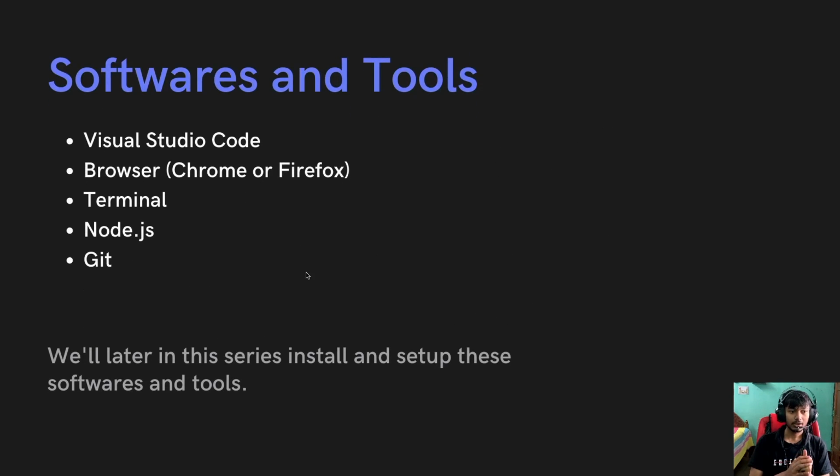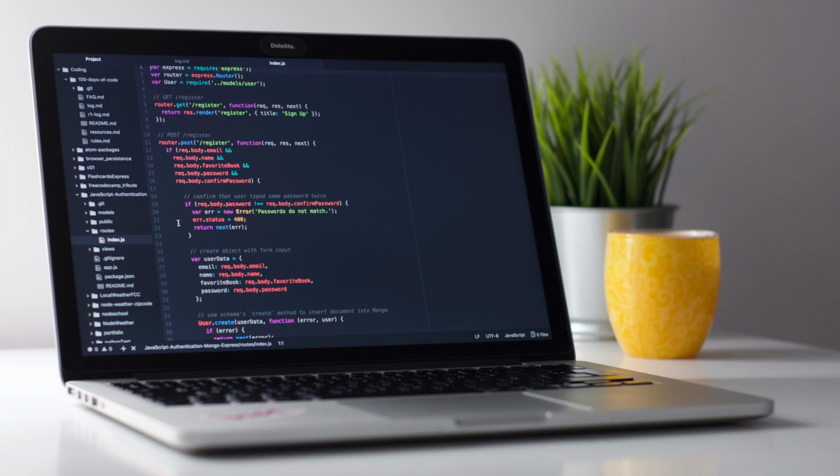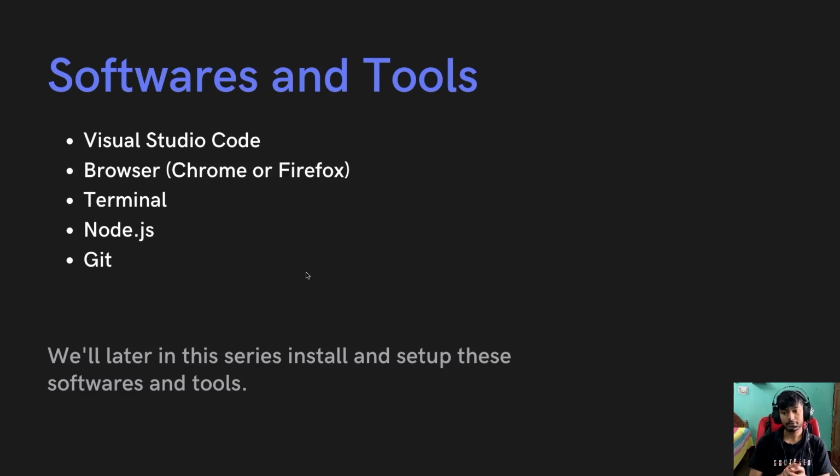Okay, so next up we are going to know which software and tools you should use. The first one is Visual Studio Code, which is the most loved by developers, whether they are web developers or anything. Visual Studio Code is very lightweight. You can install it on your PC. For more information, check the description below to download Visual Studio Code.